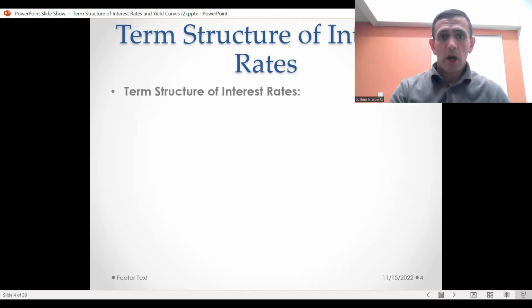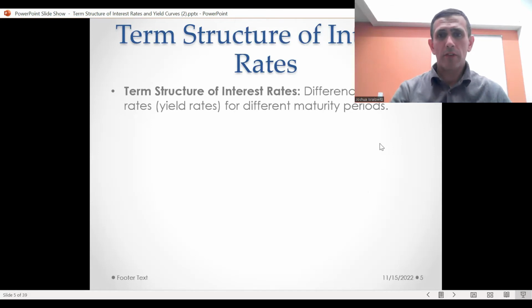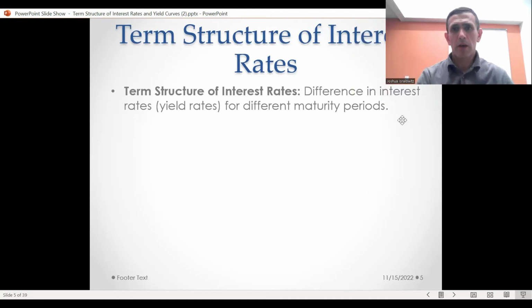Okay. So in general, we have this concept here called the term structure of interest rates. I'll move this in a second. I'll make this a little smaller for the time being. I apologize for the crappy camera and lighting here.